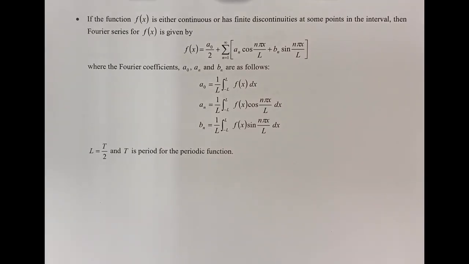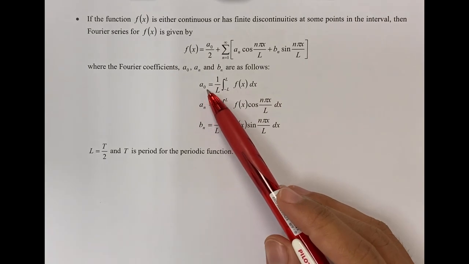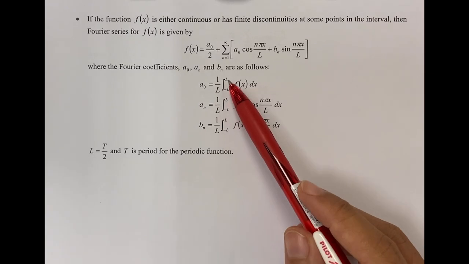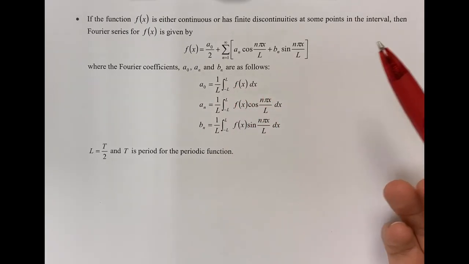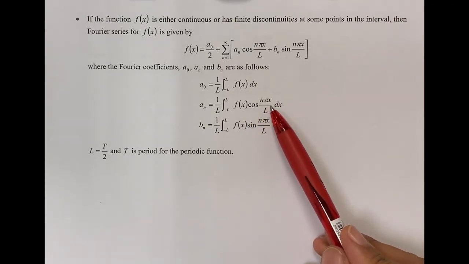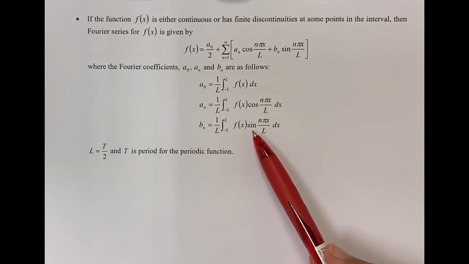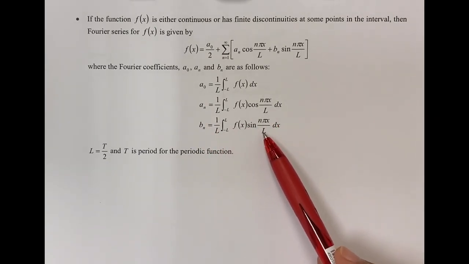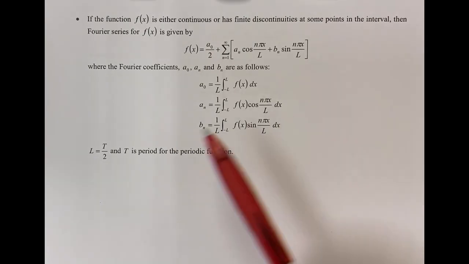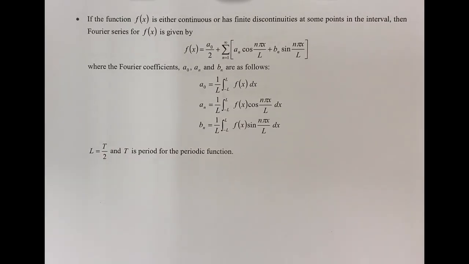To find a0, an and bn, you need to solve for this integration. For a0, we have 1 over L, integration from negative L to L of f(x) dx. For an, you multiply your f(x) with cos n pi x over L. And for bn, you multiply f(x) with sin n pi x over L. Do the integration with respect to x. And to find L, L is equal to T divided by 2, where T is your period.